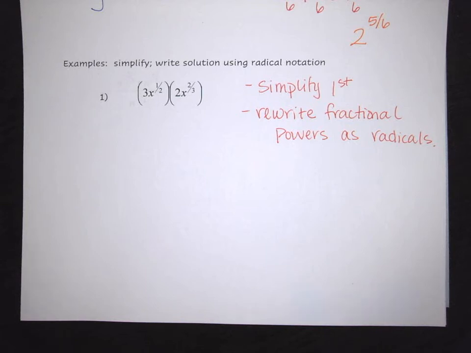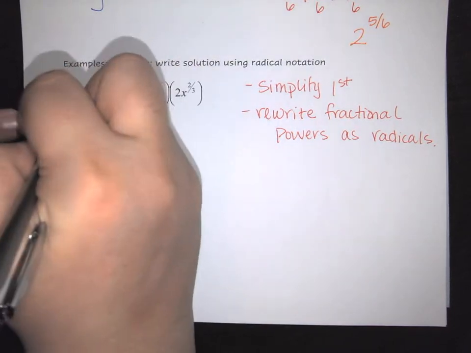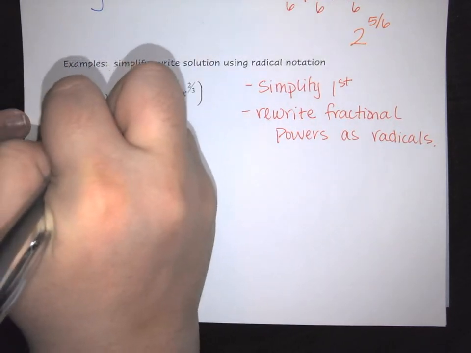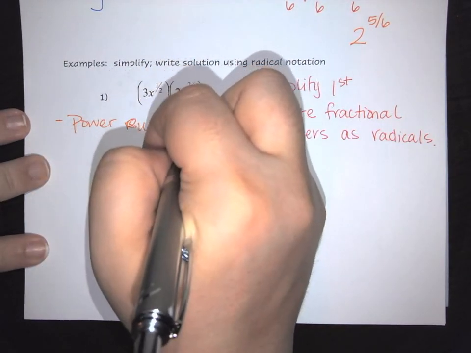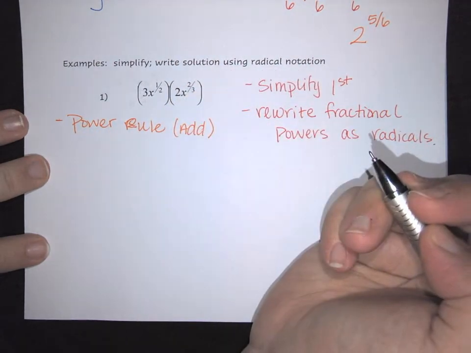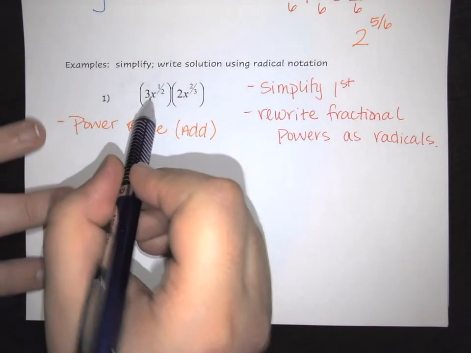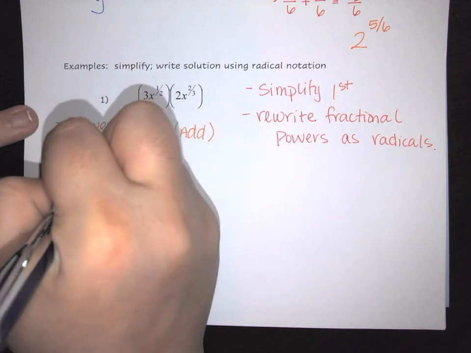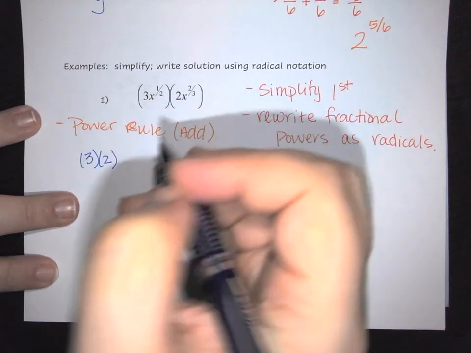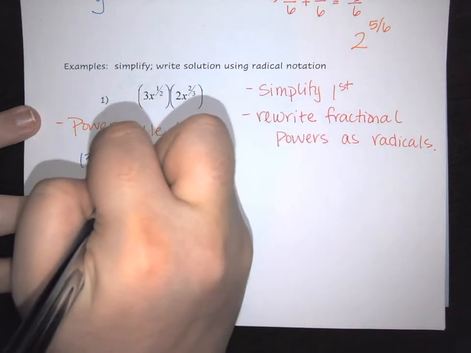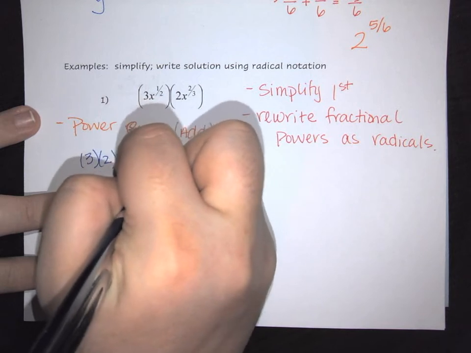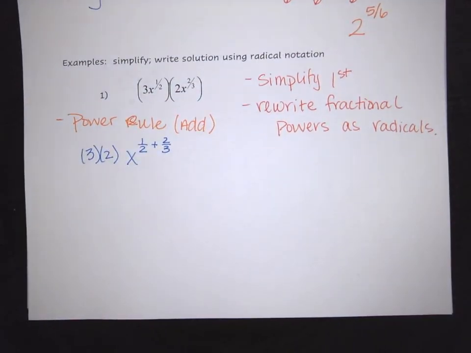So the first thing we have to do to simplify is we need to recall that this is going to use the power rule. Okay, so here we are going to use that power rule, which says we have to add the powers. Okay, so here we're going to multiply our coefficients. So this is going to be 3 times 2. And then we're going to have our base, x, and we're going to have to add our powers. So 1/2 plus 2/3. So we need to go ahead and do that addition.